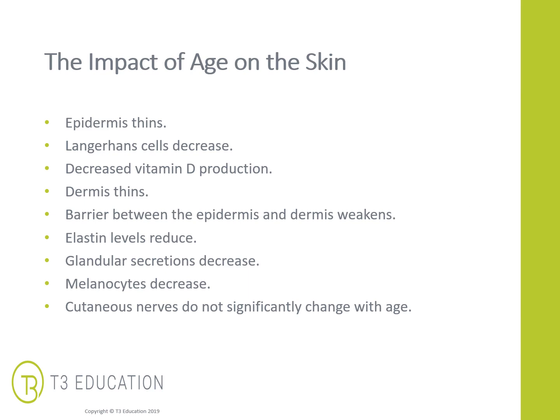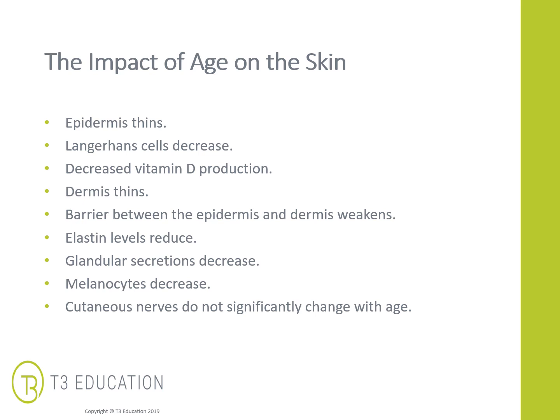So let's talk about the impact of age on the skin. So not a pathology as such, but there are some general things to note about older skin. As we age, the epidermis thins. The number of Langerhans cells decrease, so that immune element starts to drop. Decreased vitamin D production, the dermis thinning also. So as you can imagine, if the epidermis and dermis are thinning, then the barrier between them is weakening.